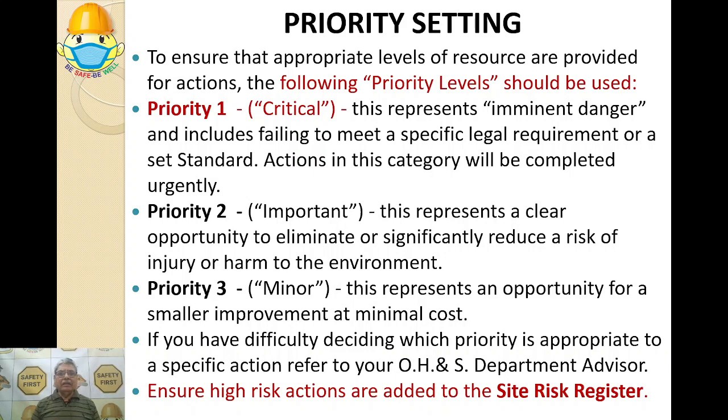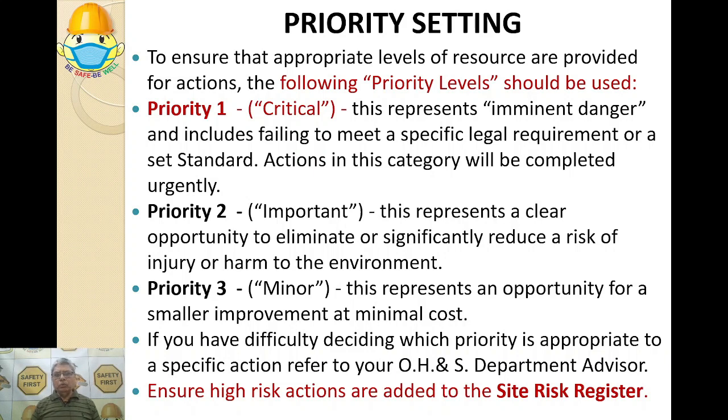If there is certain imminent danger which is shown by the workers to you, and if it has come out of your hazard identification, and if you have failed to meet a specific legal requirement which was very important, these are the top priority, or priority number 1. Actions in this category will be completed urgently. These risks must be taken on priority basis and completed urgently.